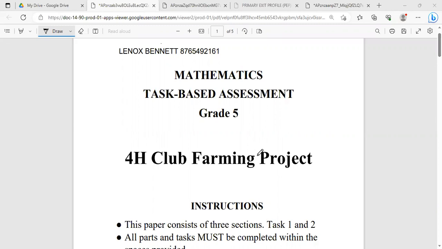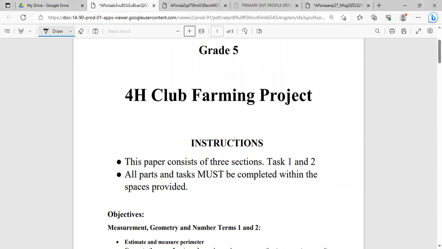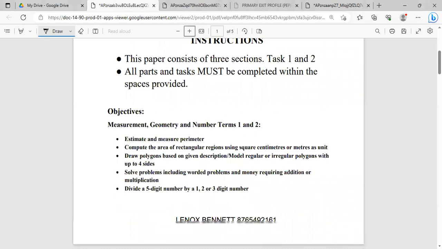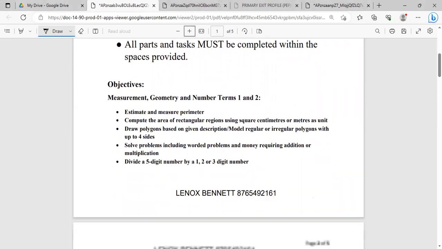All right, let's go. It says performance task, mathematics task-based assessment, and it's for the 4-H club farming project. Instructions: this paper consists of 3 sections. Task 1 and 2. Our part must be completed within the space provided, and they give you the strands: measurement, geometry, and numbers, term 1 and 2. All right, so let's go.